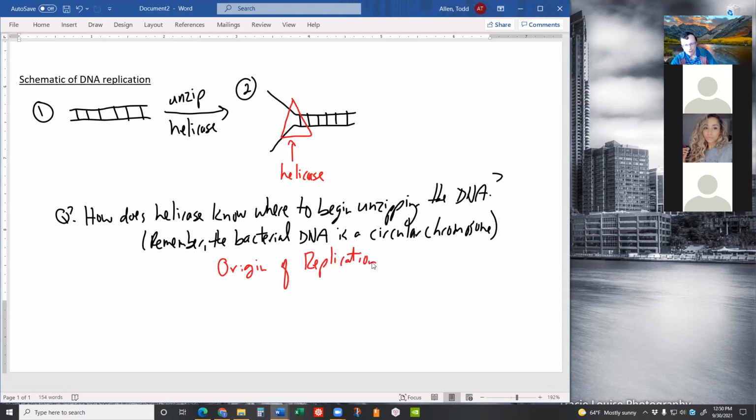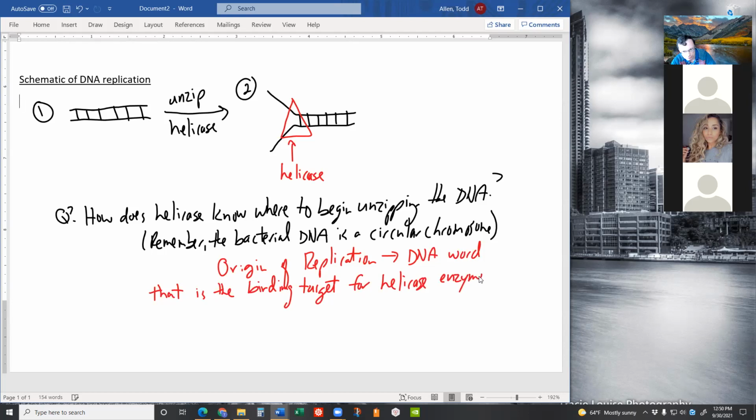Okay, so you have to ask yourself, what is the origin of replication? What is this beast? Let's define it. The origin of replication is a DNA word. It is a DNA word. Isn't that kind of a peculiar way of expressing it? This is a DNA word that is the binding target for the helicase enzyme.